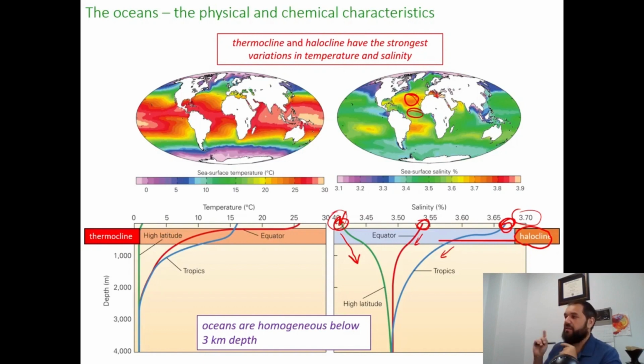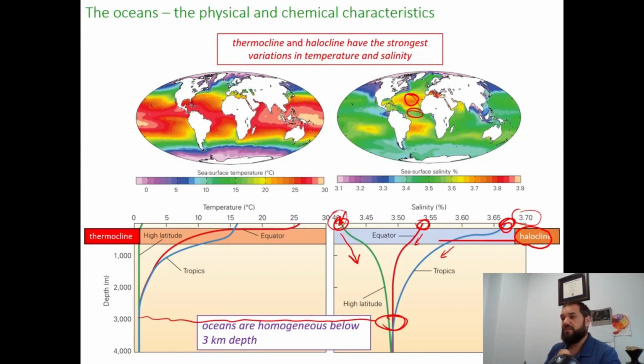Now, how does salt content vary once you're in the deep water? So you're below 3,000 meters. Let's take a look at that. 3,000 meters is down here. And what do you see? You see that all those three lines converge. The blue, the red, the green line, they've all converged, and they're basically the same.